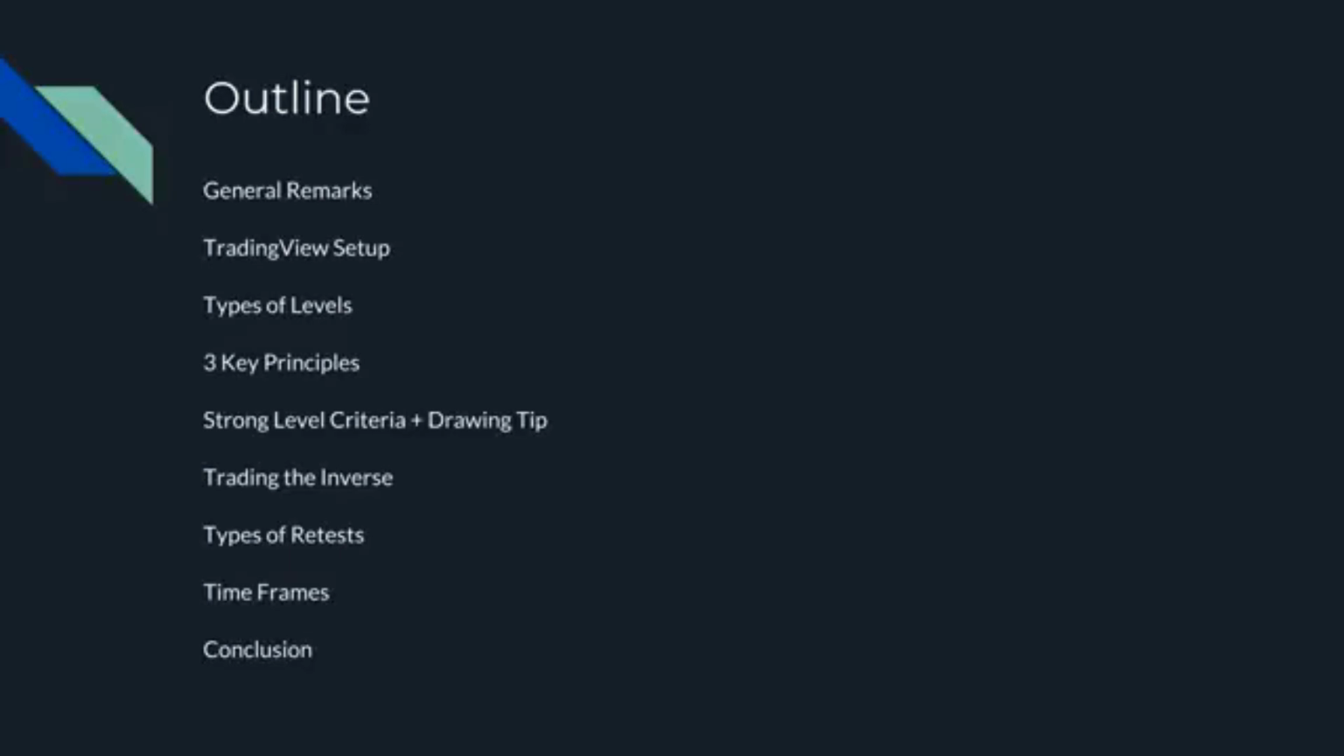We're then going to cover what actually makes a strong level, and a quick drawing tip to be more precise with our entries and exits. We're going to talk about what trading the inverse means and the two different types of retests that I trade myself, and I'm going to round off with a quick note on timeframes and the conclusion.